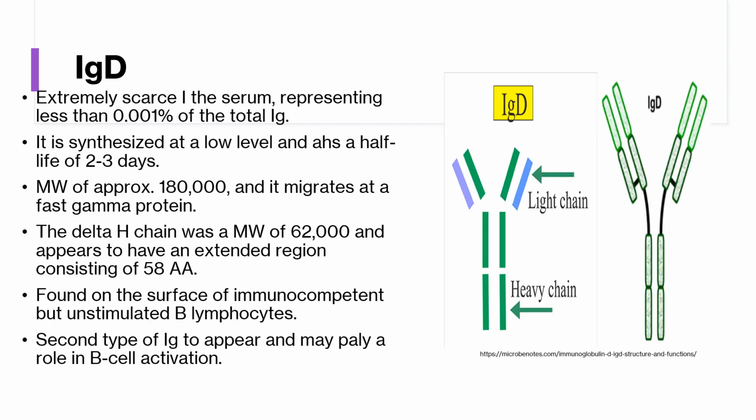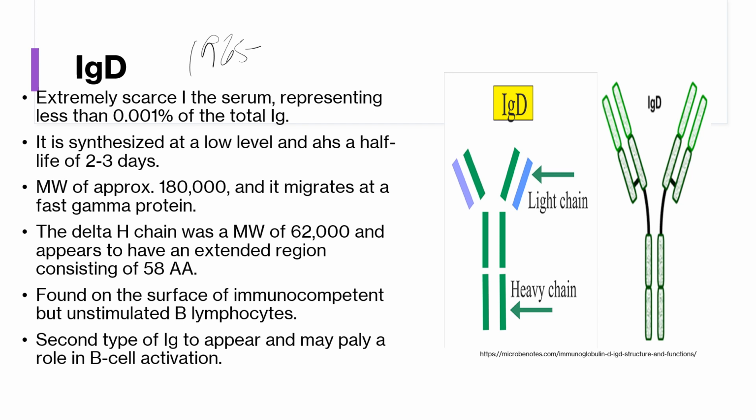Well, so for IgD, on the other hand, it was not discovered until 1965, when it was found in a patient with multiple myeloma. IgD is extremely scarce in the serum, representing less than 0.001% of the total immunoglobulins. It is synthesized at a low level and has a half-life of only 2 to 3 days.